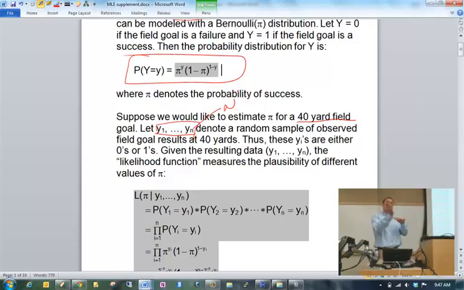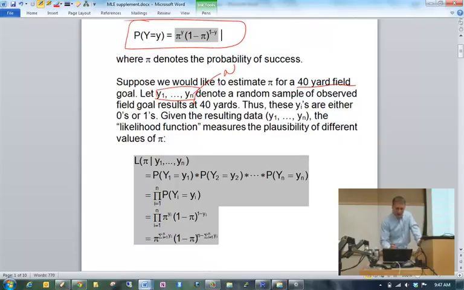0 for failure, 1 for success. Y2 is the result of the second field goal that's attempted, and so on. And using this data, this information that we have gathered, we'd like to come up with an estimate for what the probability of success would be at a distance of 40 yards. And the way that this is often done is through using what's called a likelihood function.